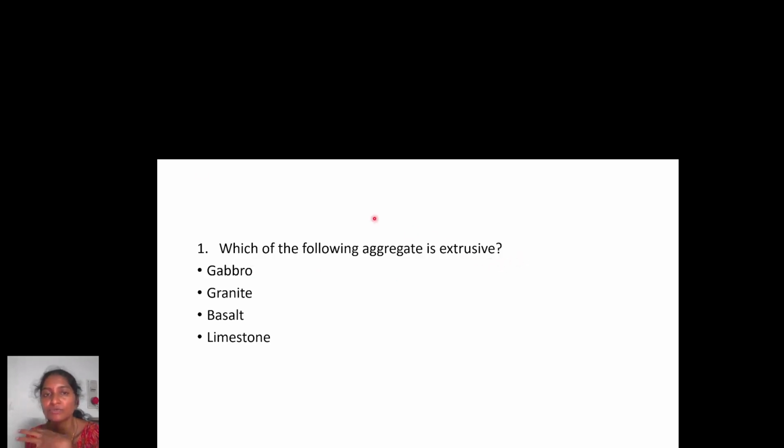When I say extrusive, the lava comes from inside the earth's crust to the top of the earth. There is a possibility that it can get solidified in between, before it reaches the top of the earth. Those types of solidified rocks are intrusive rocks. Sometimes that lava can come to the top of the earth and then get solidified. They are called extrusive. So when it comes to the outside, it gets solidified very quickly. When it is inside, it will be solidified very slowly. So they are asking which of the following aggregates is extrusive. Basalt is a type of extrusive rock.